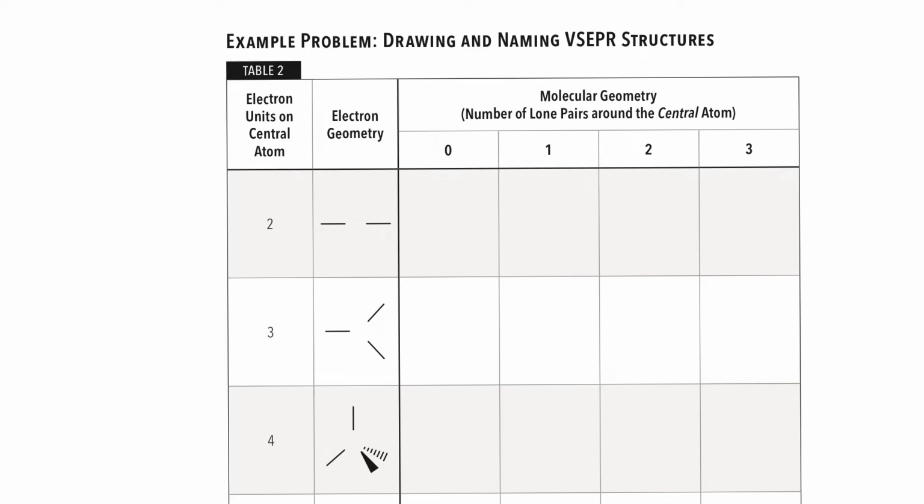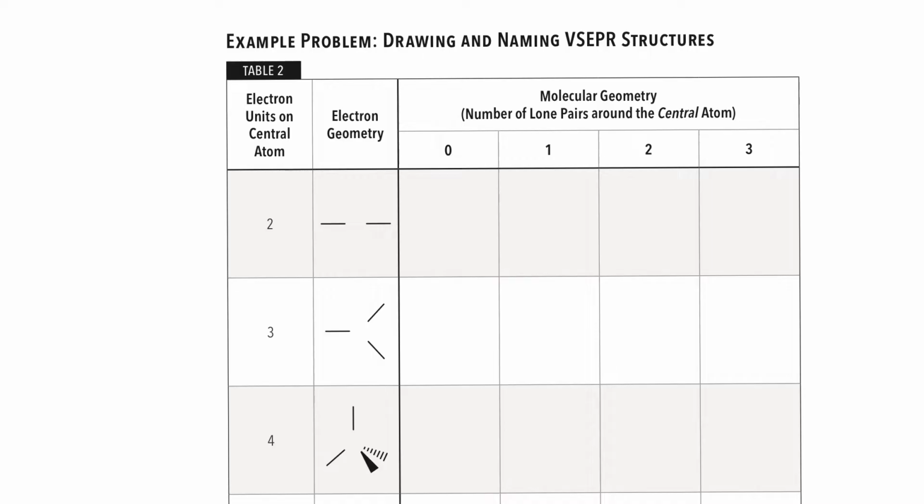In this video, we'll be drawing and naming VSEPR structures for the VSEPR lab for Chem 111. Now, when we're drawing a VSEPR structure, it all depends on the number of electron units that are around your central atom. So we're only concerned with the central atom from our Lewis structure.